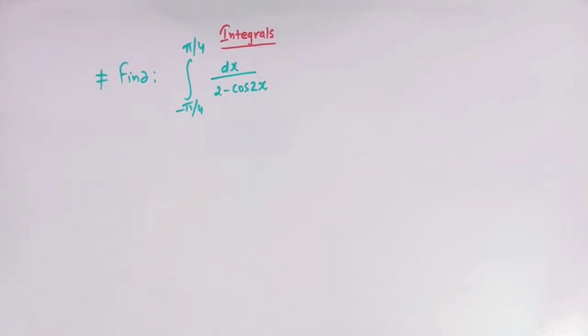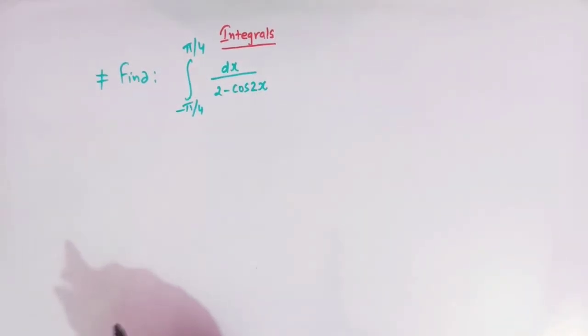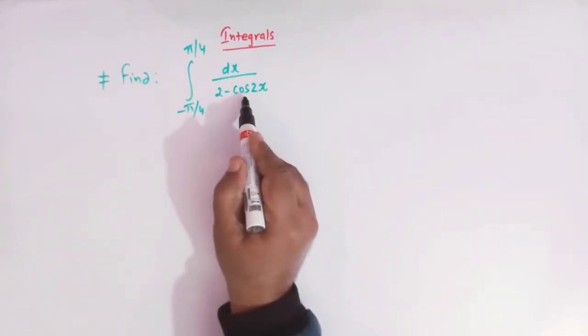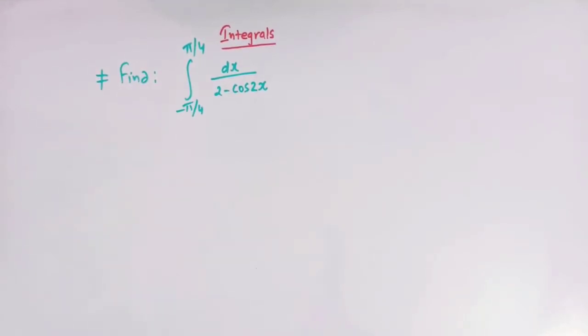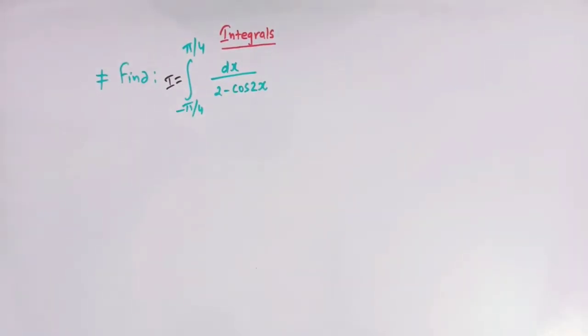Hello viewers, in today's class we are going to discuss yet another important and conceptual problem from definite integrals, and here we'll make use of some properties of definite integrals to evaluate this integral. Moreover, we'll make use of some important identities from trigonometry to simplify this function, that is 2 minus cosine of 2x. So let us start, and let us first take this integral as I.